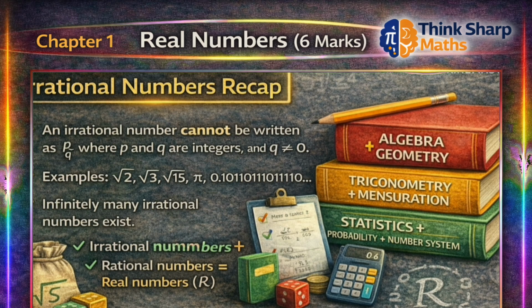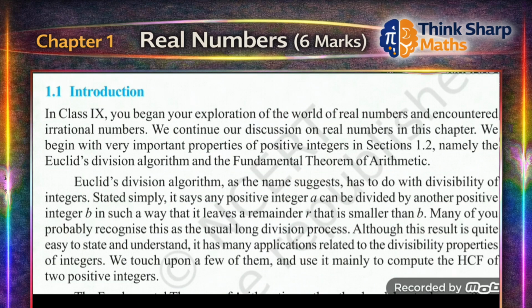Then, infinitely many irrational numbers exist. You can write many irrational numbers. Infinite irrational numbers are there, that also was in class 9. So irrational numbers plus rational numbers make the real numbers. Hope you have understood what you studied in class 9. So we continue our discussion on real numbers in this chapter.